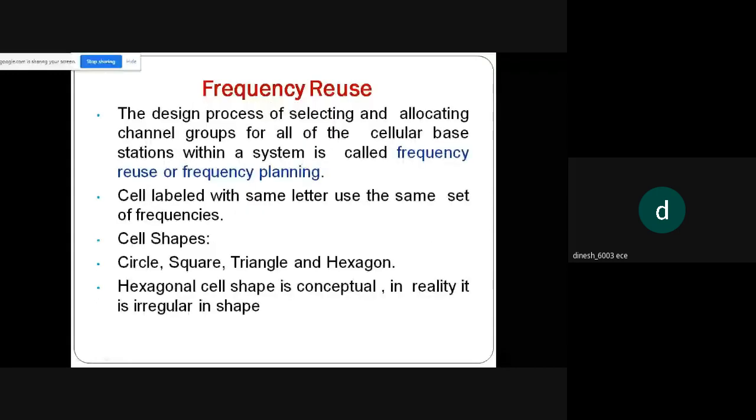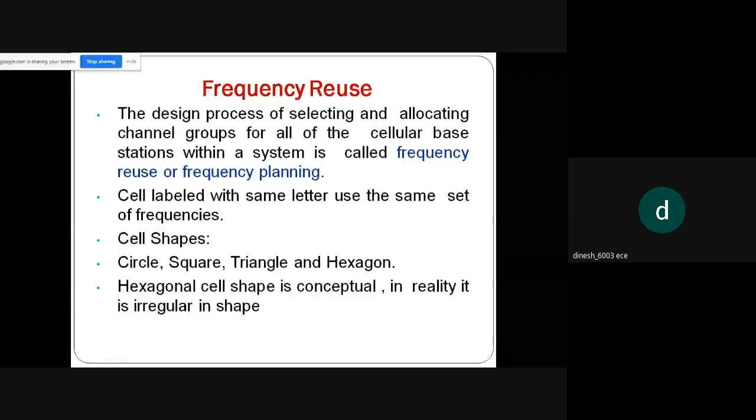The design process of selecting and allocating channel groups for all the cellular base stations within a system is called frequency reuse or frequency planning. The cells labeled with the same letter can use the same set of frequencies. Same letters or frequencies can be reused again and again.